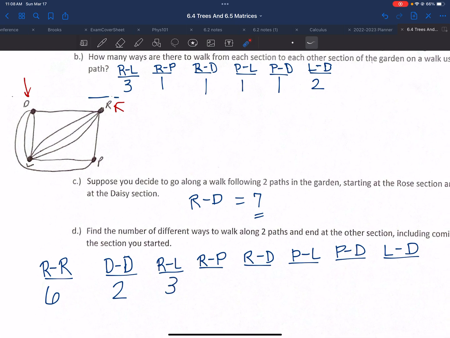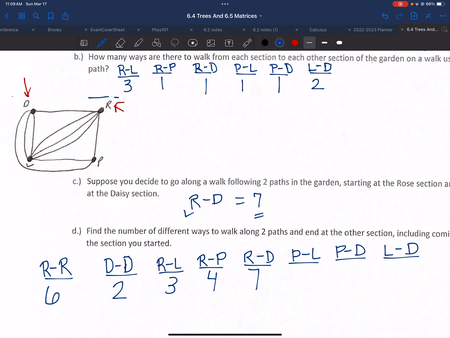R to P. R to P, we could go down this first one and then over. We can go down the second one and over, down the third one and over. So that's 3. We could go over here and then come around there. That would be 4. Rose to Poppy. I think 4 is what we've got. Yeah. Oops. 4 is our number. And then Rose to Daisy. Rose to Daisy. I could go down. Oh, we already did that. We have 7 there, right? We already did that path up here.